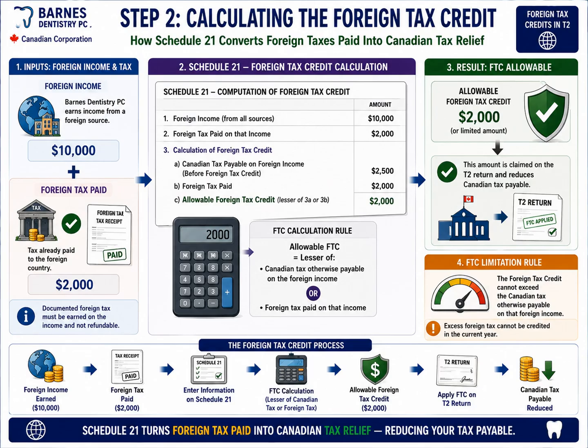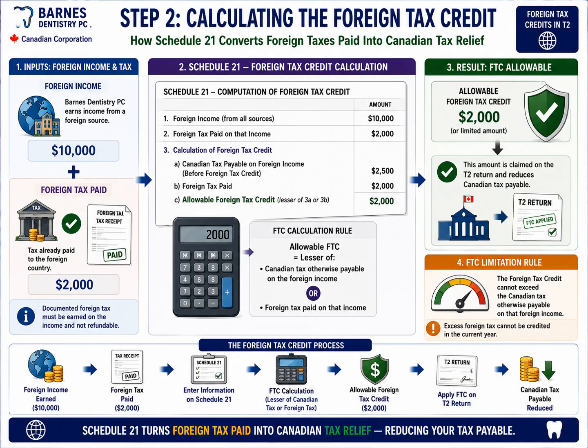Let's use the numbers shown in the example. Foreign income is $10,000. Foreign tax paid is $2,000. Assume that the Canadian tax otherwise payable on that foreign income is $2,500. Since the foreign tax paid is lower than the Canadian tax otherwise payable, the full $2,000 may be allowed as a foreign tax credit. That amount becomes the allowable credit.